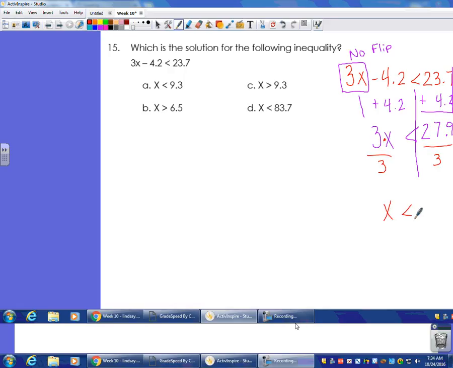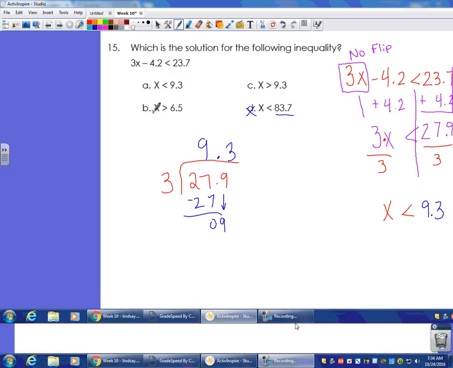So I'm going to do that off to the side. And this one you can actually kind of see what the answer will be. 3 goes into 27 9 times. And 3 goes into 9 3 times. So x is less than 9.3. So when we look, this is not the correct one. This is not the correct one.